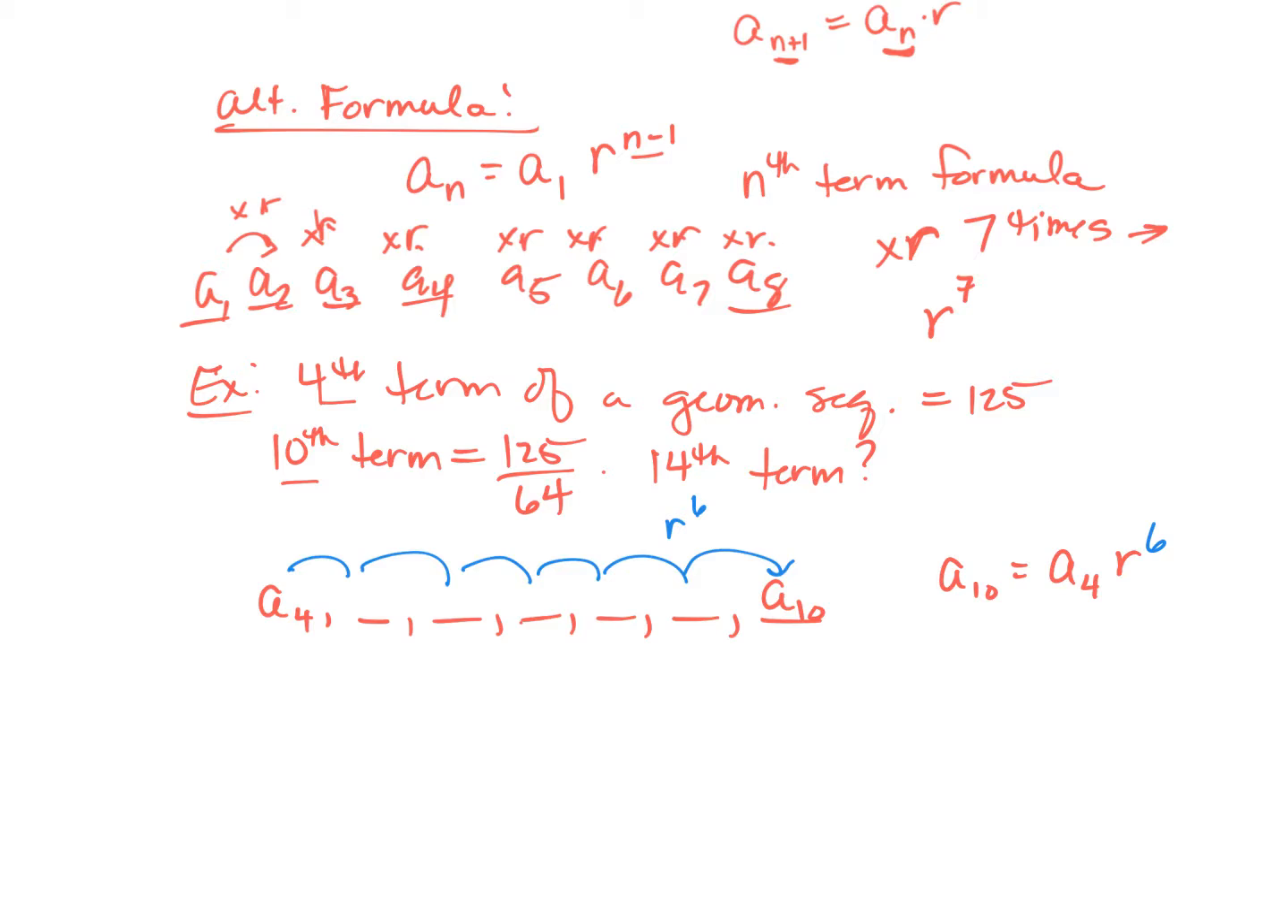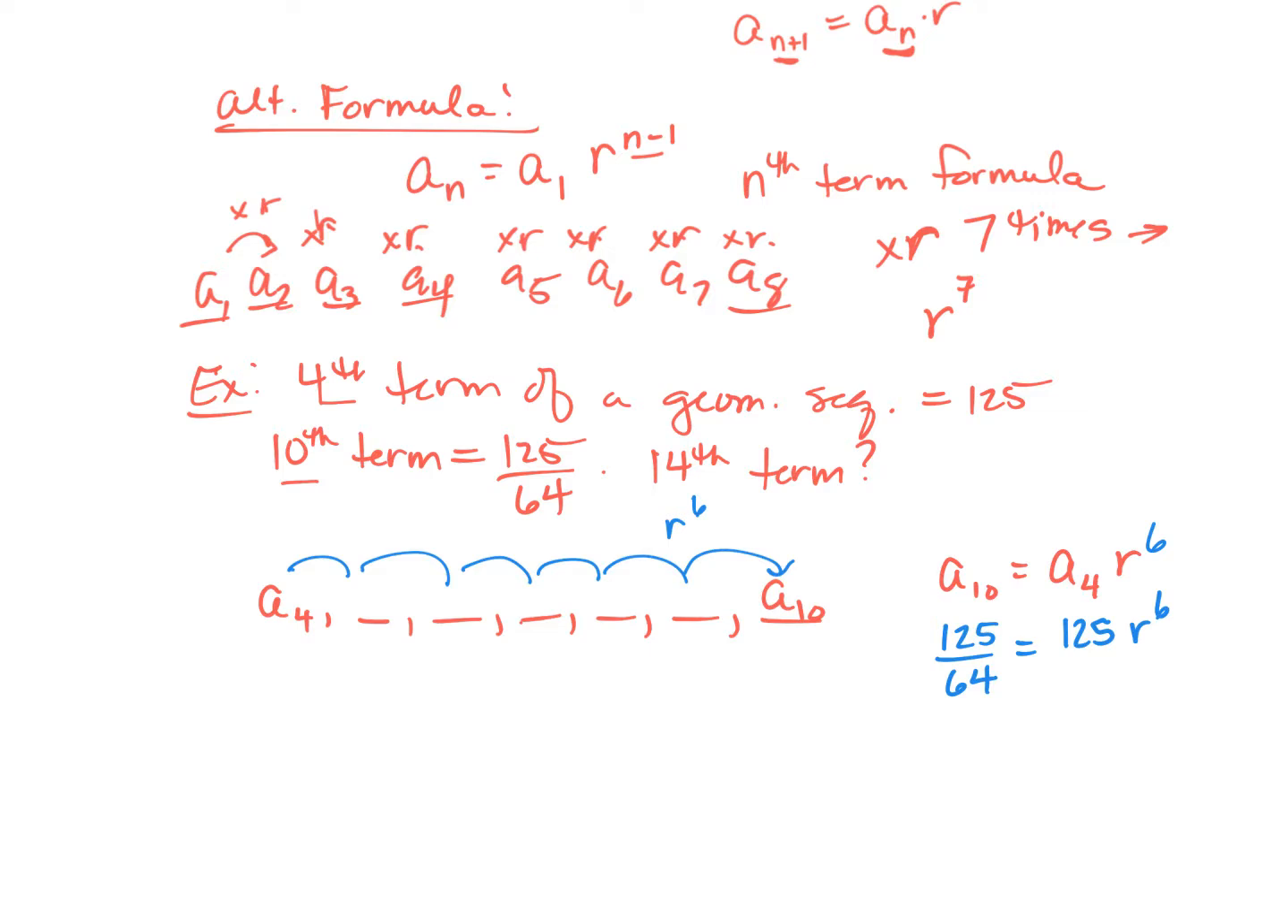They're not going to give you a sub 1 and R and tell you to find. That's an Algebra 1 skill. A pre-cal skill would be, here's the 4th term, here's the 10th term, now tell me what the 14th term is, where you have to go back through and figure out what those values are. So let's fill in what we know. The 10th term was what? 125 over 64. The 4th term was 125, and we have R to the 6th.